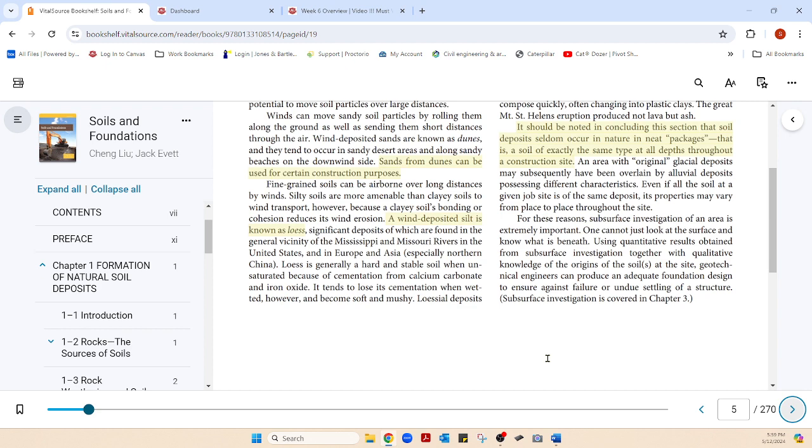Wind is a very important agent in certain areas and has the potential to move soil particles over large distances. Fine-grained soils can be airborne over long distances. Just think about deserts. Silty soils are more amenable than clay soils to wind transport, that means they're easier to transport by the wind. However, a clay soil that does bond and has cohesion resists the wind; it sticks together more so than a silt would.